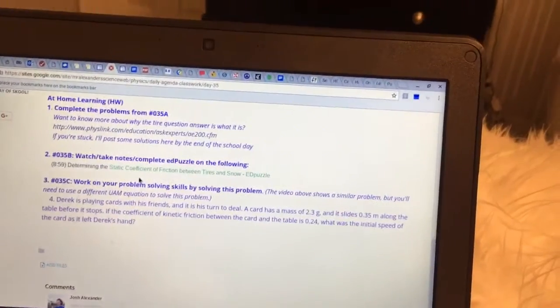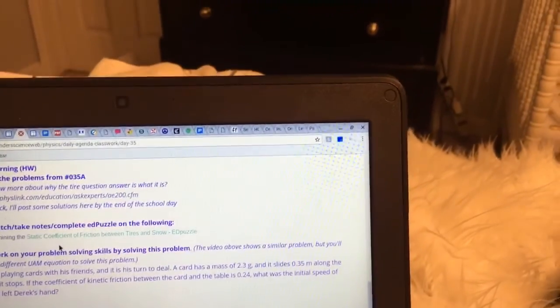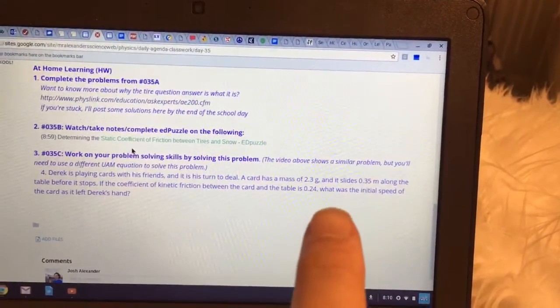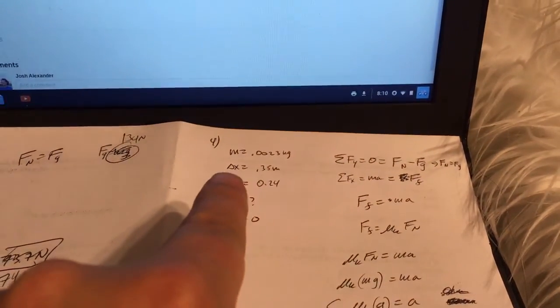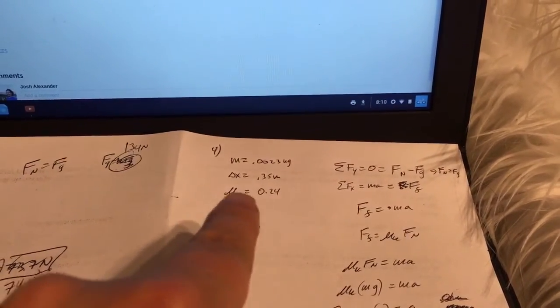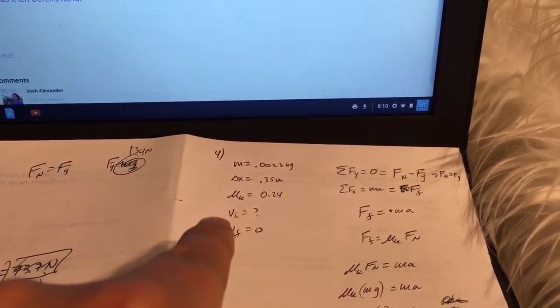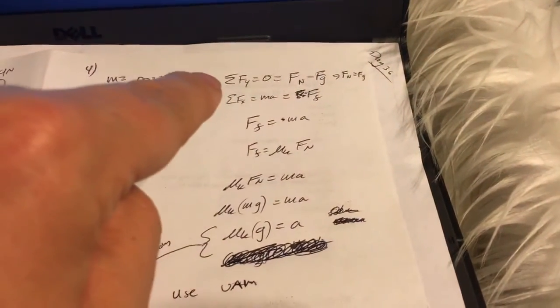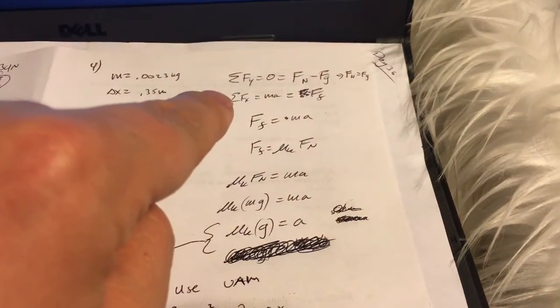says that you've got Derek playing cards, gives the mass of the card, says how far it slides. I converted the mass into kilograms, displacements in meters, got mu, and we don't know the initial velocity, we know the final velocity is 0. So there's a lot of steps to this. But basically the first thing you do is sum the forces to get your relationships.